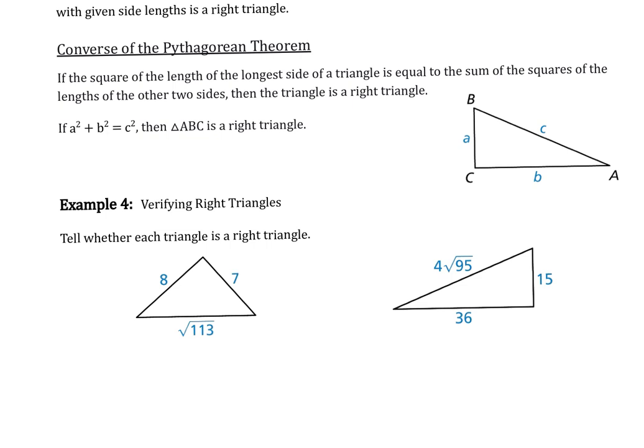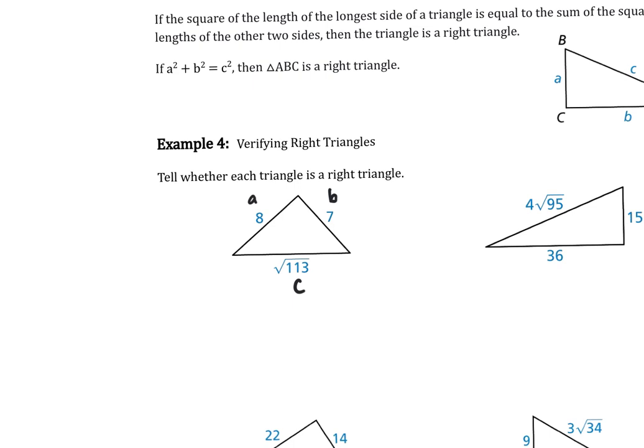And so on most of these, you can kind of tell where the right angle should be, if it really is a right angle. This is my A, this is my B, and this is my C. If you're not really sure which one's the longest and which one's the shortest, then you could take the square root of 113 and figure out what the decimal is, and it probably is bigger than 8 and 7, okay? Because 8 squared is 64, 7 squared is 49. So the square root of 113 is going to be a number bigger than 7 or 8, because 8 squared is 64, and so it's quite a bit bigger than that.